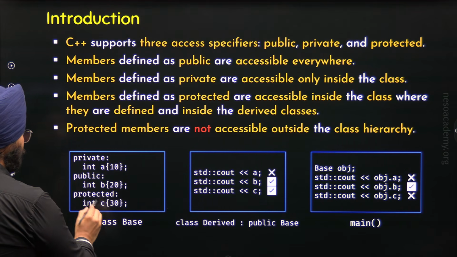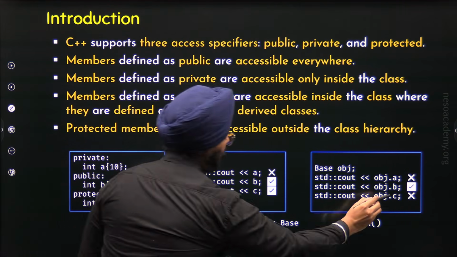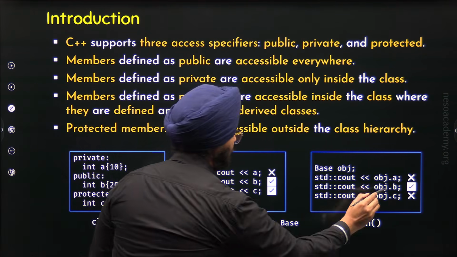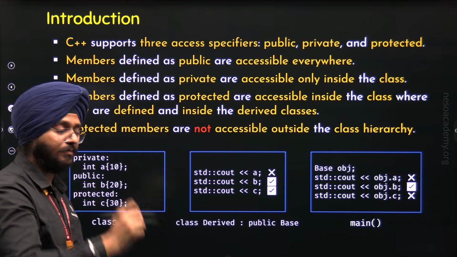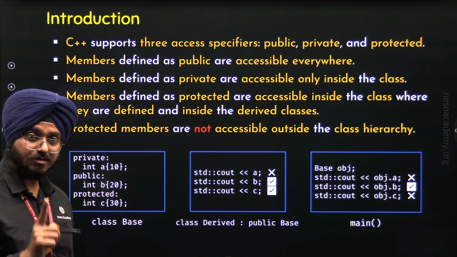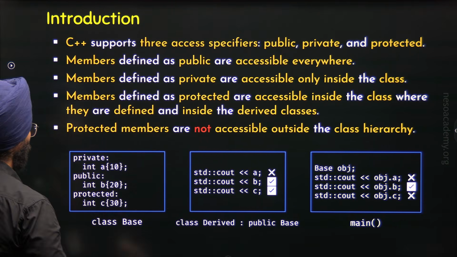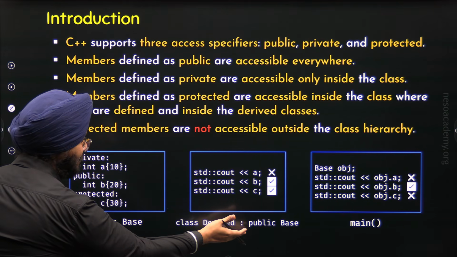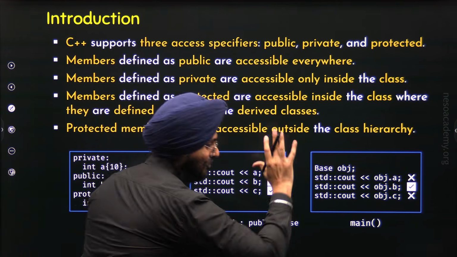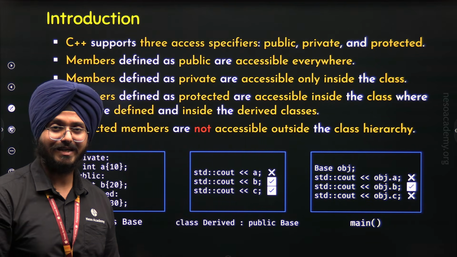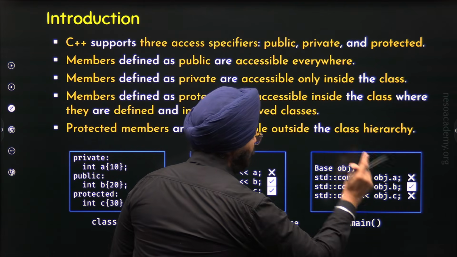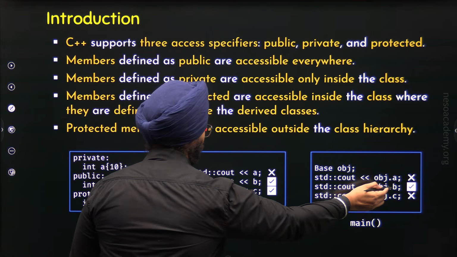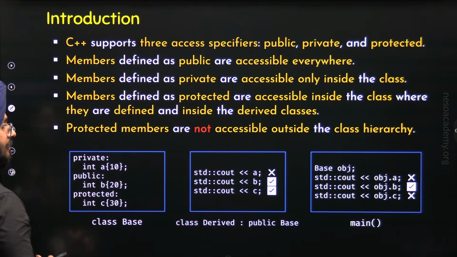Also, we cannot access this protected member inside the main function. This protected member is also not accessible inside the main function through the object of this class, because protected members can only be accessed in the class where they are defined and in the derived classes, not inside the main function. I hope this idea is clear to you. So that is why, because of this line, we will get an error from the compiler. We can easily access the member b because it is the public member.